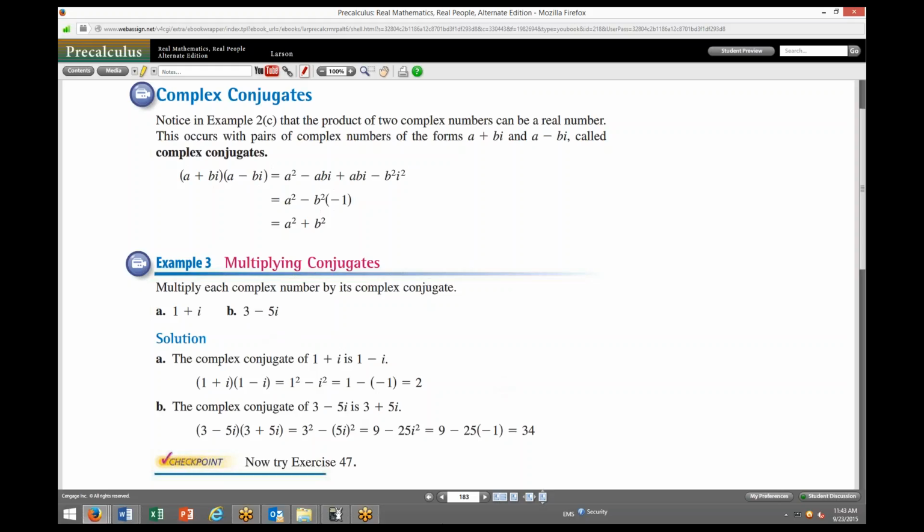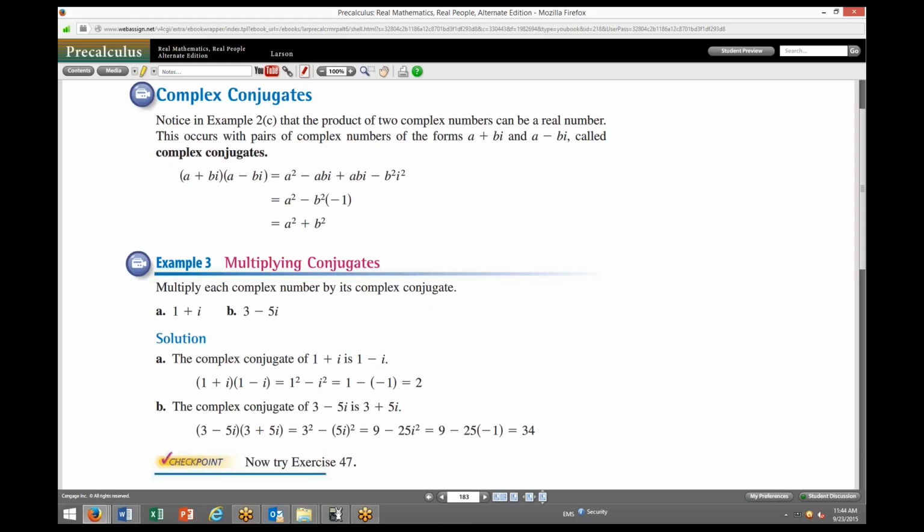Now, just as the conjugate of 3 minus 5i is 3 plus 5i, conjugation with complex numbers works both ways. This is sort of nice. If 3 plus 5i is the conjugate of 3 minus 5i, and it is, then it works the other way. 3 minus 5i is also the conjugate of 3 plus 5i. Conjugation is always reciprocal. It works both ways. And up here too, the conjugate of 1 plus i is 1 minus i, so therefore the conjugate of 1 minus i is 1 plus i.